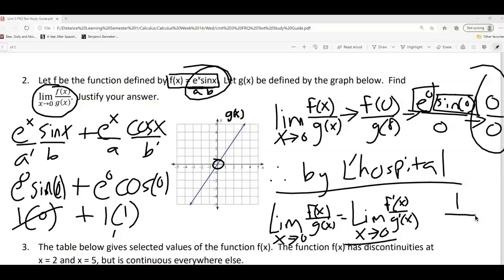Now this is something that a couple people struggled with back in our Unit 1 test. The graph of g is what we're looking at here. Now g represents the y value, as I said earlier in this video. But g prime represents the slope. So what is the slope of this line at that point?